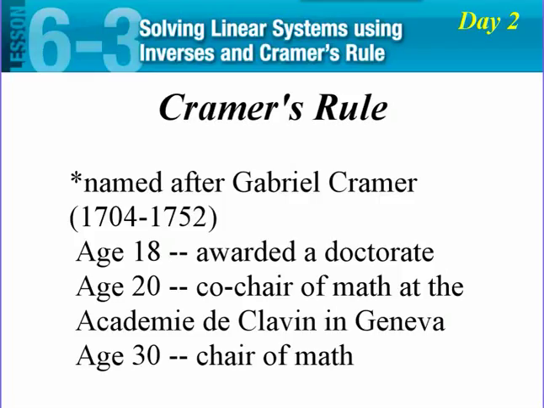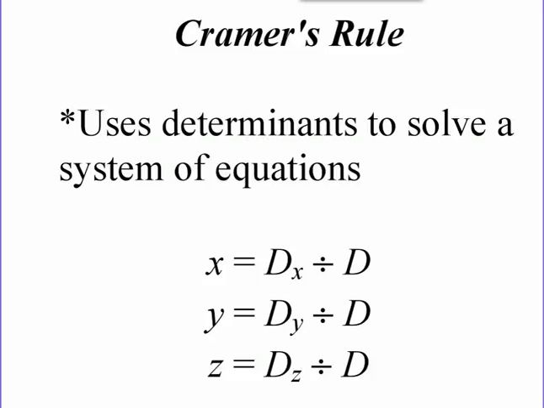He came up with Cramer's rule. Now, Cramer's rule is another way to solve a system of equations. So far we've got reduced row echelon form, which used an augmented matrix. We've got using an inverse matrix, which is what we covered yesterday and today. Now we've got Cramer's rule, which uses determinants to solve a system of equations. We haven't used determinants yet. To find the x-coordinate, we're going to take dx divided by d. To find the y-coordinate, we take dy divided by d. And to find the z-coordinate, we take dz and divide it by d.